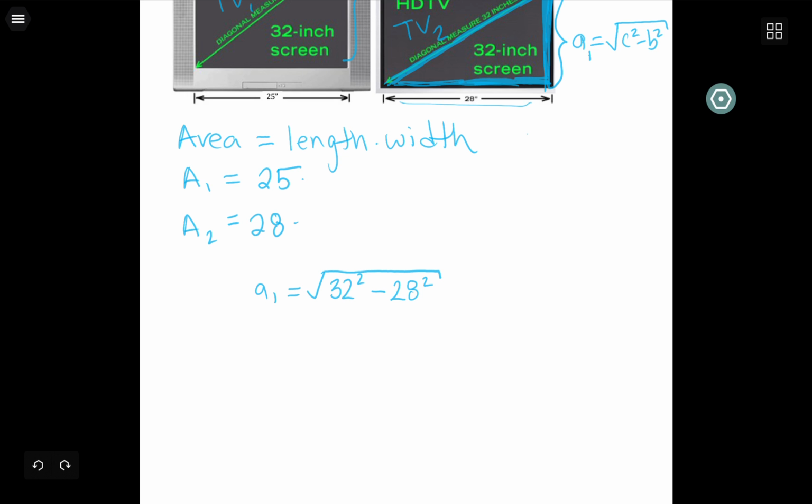Okay, so let's see, I'm going to use the calculator. I don't really want to figure out 32 squared in my head. So 32 squared is 1,024 minus 28 squared. I don't know what 28 squared is because I didn't ask it that, but I'm getting the square root of 240.